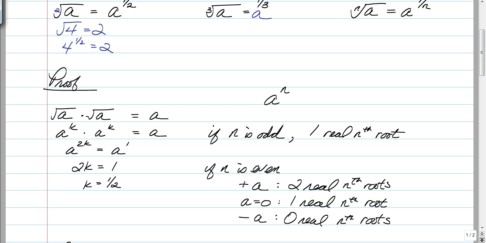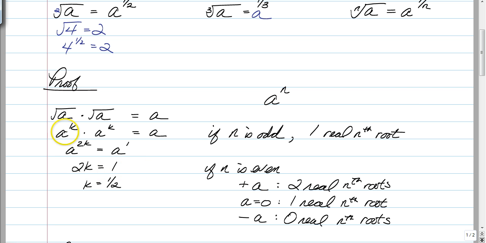Let's say that we have the square root of a times the square root of a. We know that the square root of any number times the square root of that same number is going to be equal to just that number. So let's just call the exponent k instead. So a to the k times a to the k is equal to, well, still a. We know that when we multiply, we add exponents. So a to the k times a to the k is a to the 2k because k plus k is 2k. So now that we have our variables with 2k and 1, we just set 2k equal to 1 and we find that k is 1/2.